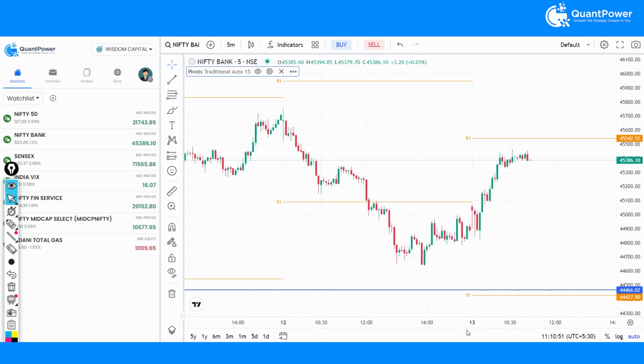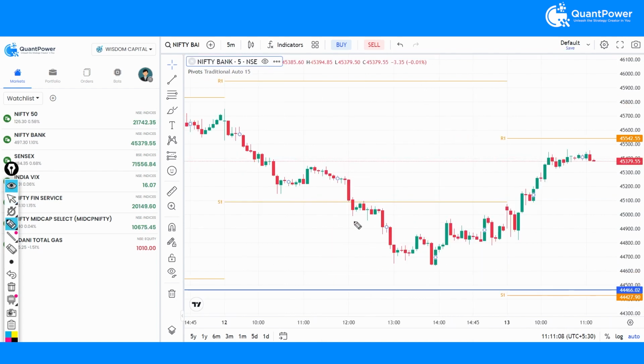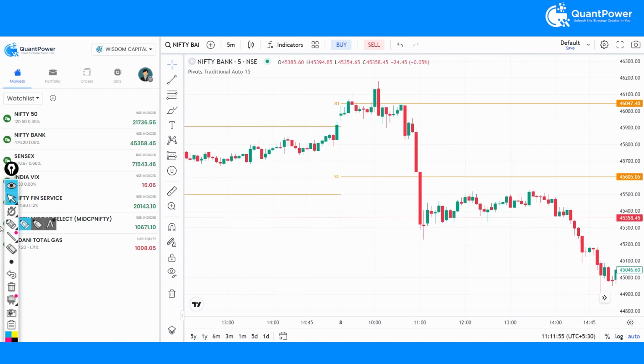Let's analyze the chart from 12th February. It broke the S1 support level, retested it in the subsequent candles, and then continued its downward move. Now, let's examine other days. On 8th February, it broke the support level, followed by consolidation before moving downwards.